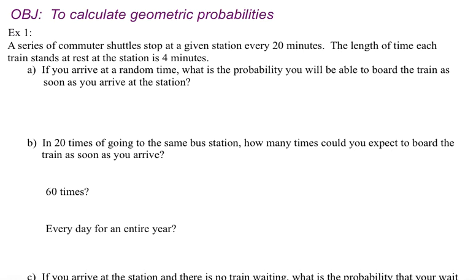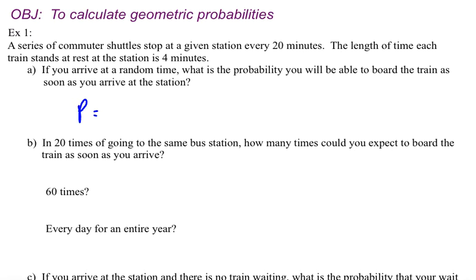The train stands at rest at the station for 4 minutes. If you arrive at a random time, what is the probability you will be able to board the train as soon as you arrive at the station? Okay, we all like to get on as soon as we get there, right? We don't want to have to wait. So what's the probability that you are going to be able to actually get on the train as soon as you arrive?